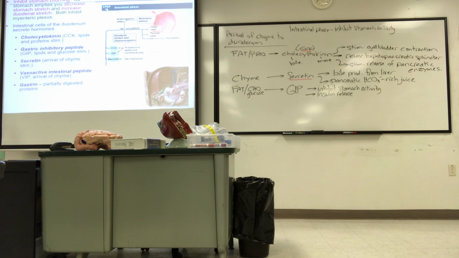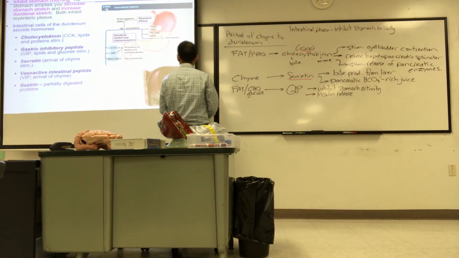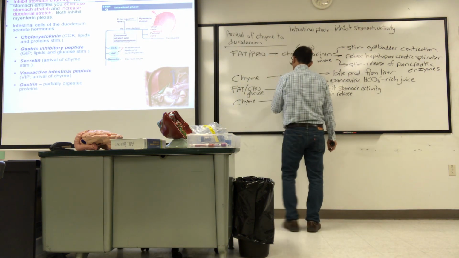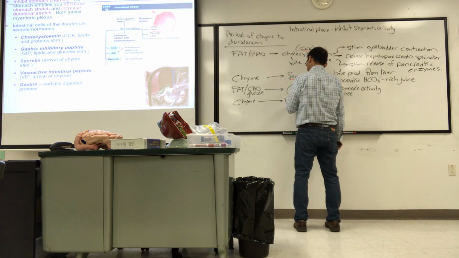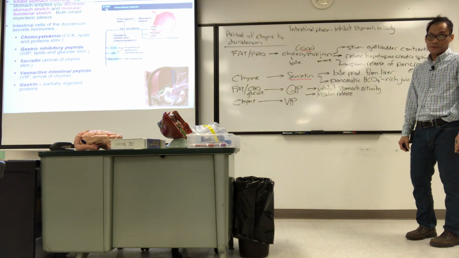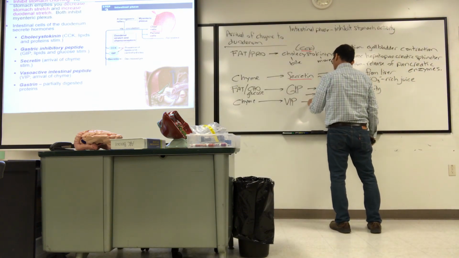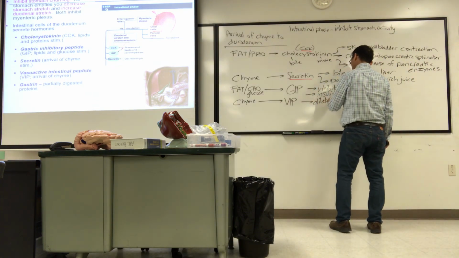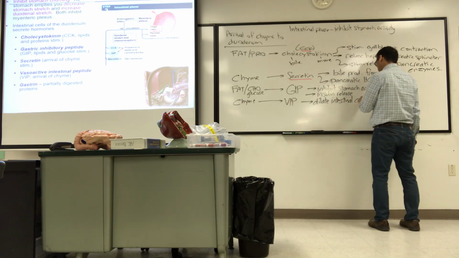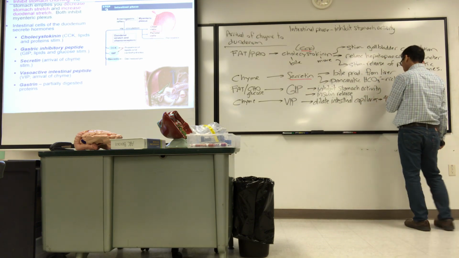All right, two more, VIP and gastrin. Now, VIP is stimulated, again, just by chyme. It's called vasoactive intestinal peptide. I'll just abbreviate it VIP here. It'll dilate intestinal capillaries so that you can increase the absorption by increasing the blood flow there. That'll help increase absorption.